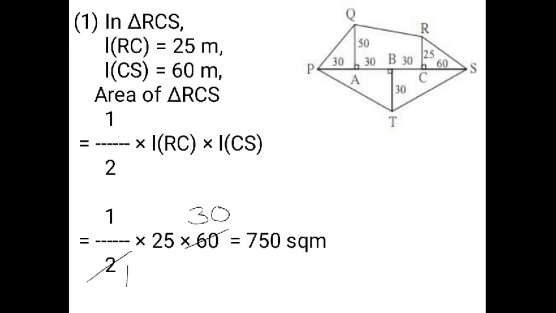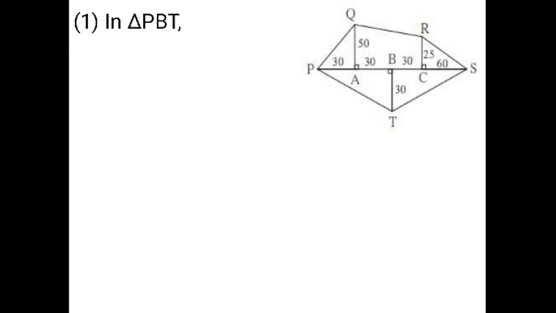Next figure is triangle PBT. In triangle PBT, length of PA plus length of AB is equal to length of PB. Length of PB is equal to 60 meter. Length of BT is equal to 30 meter. You have to find area of triangle PBT by using the formula of area of right angle triangle. Triangle PBT is a right angle triangle. Side PB and side BT are the sides forming the right angle of triangle PBT.